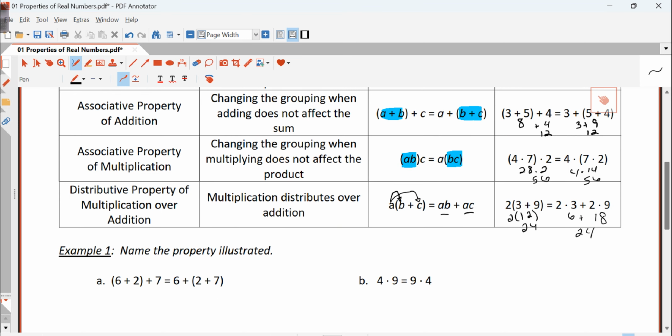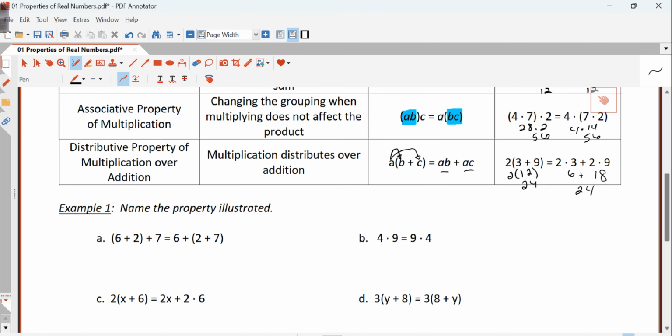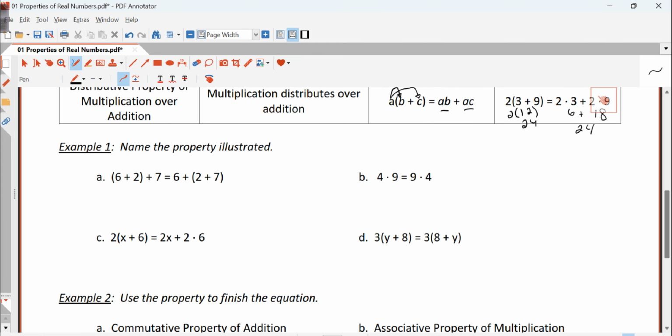So we're going to look at some examples. The first type of example is we're going to name the property illustrated. So on this one, I first look and see I have parentheses, so it could be distributive, it could be associative. Okay, sometimes there's other ones in disguise, so we just got to be careful what we're looking at. So here, I have 6 plus 2 in parentheses plus 7. In the second side, all the numbers are in the same order, but what's in parentheses has changed. So this is the associative property of addition. So you do need to tell me of which one, multiplication or addition.